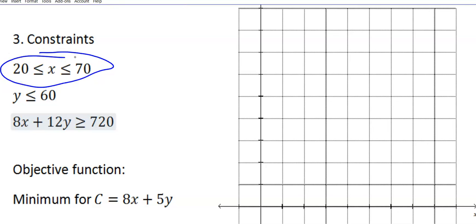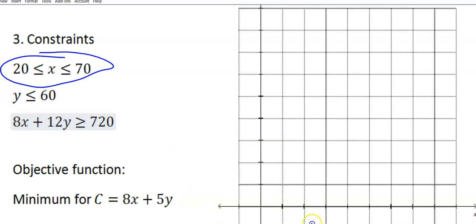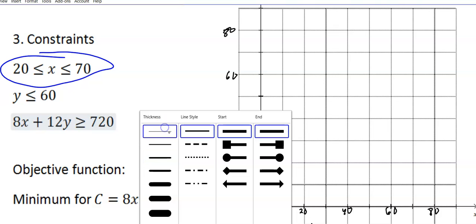I hope you see that an x equals line is a vertical line. So we should probably start by numbering some of this. Maybe every tick mark is 10, so 20, 40, 60, 80. I'm going to do that to the y-axis as well: 20, 40, 60, 80. Okay, so let's graph this function here.